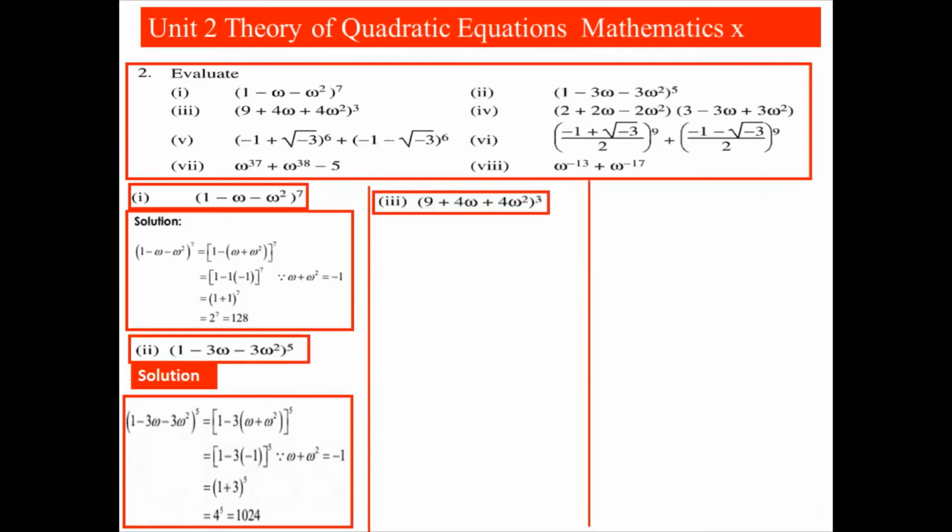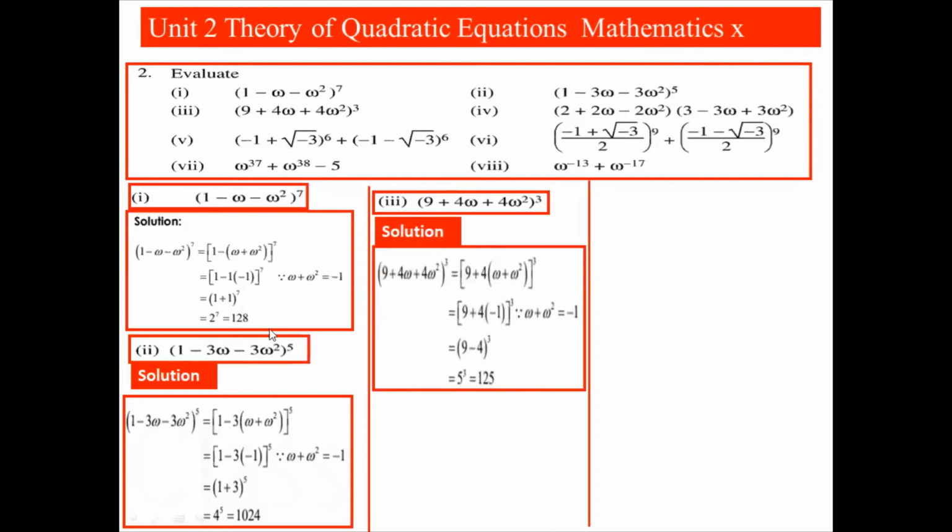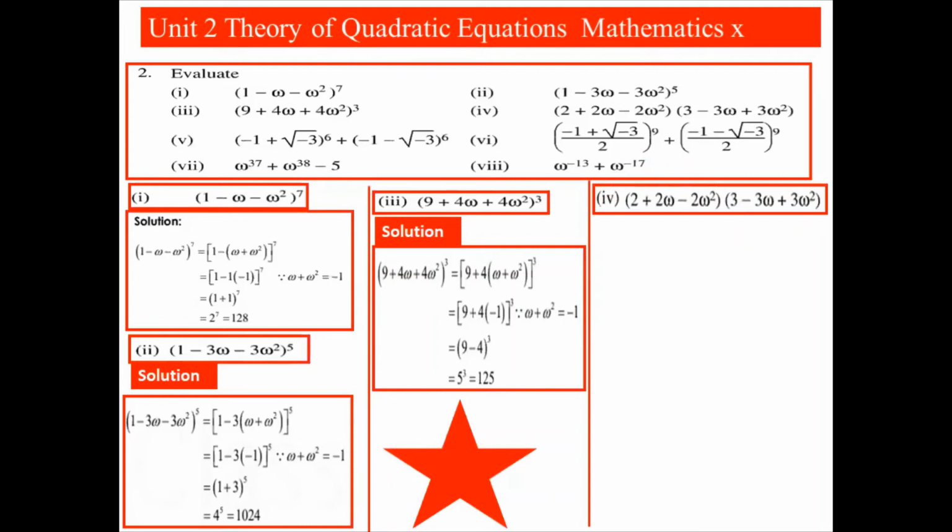Part 3, now we can take 4 as common. So by taking 4 as common, we have 9 plus 4 into omega plus omega square, and omega plus omega square is equal to minus 1. So this is equal to 9 minus 4, (9 minus 4) whole raised to power 3. So 9 minus 4 is 5, and 5 cube is 125. So we are using first the simple property 1 plus omega plus omega square is equal to 0.